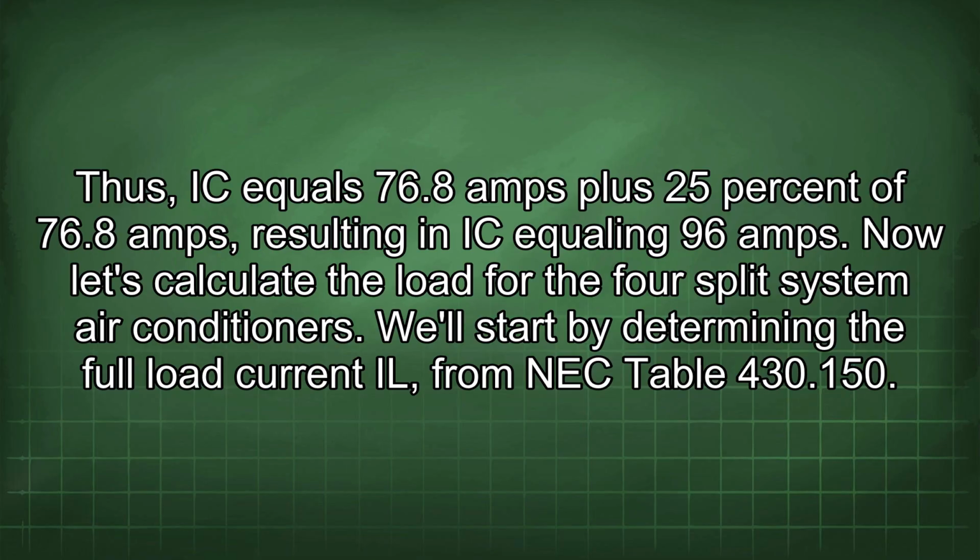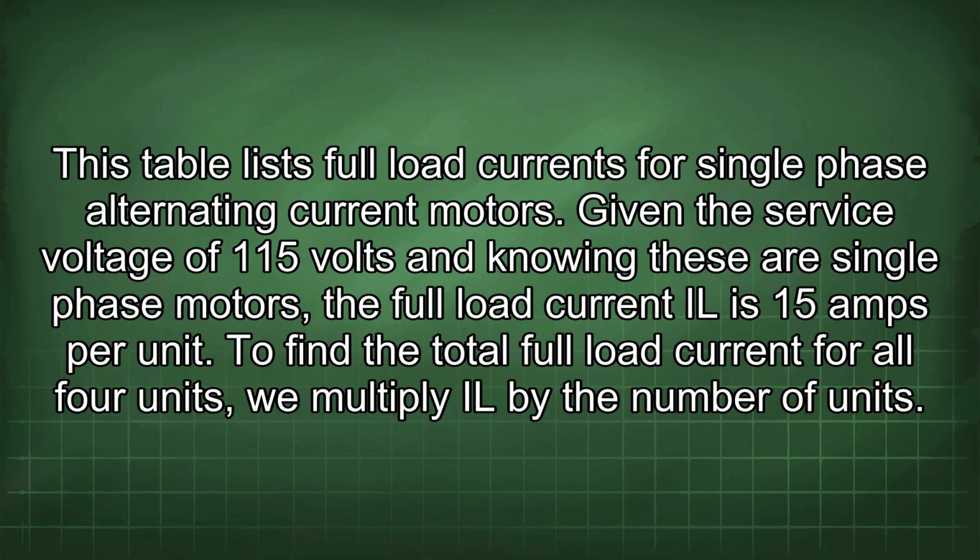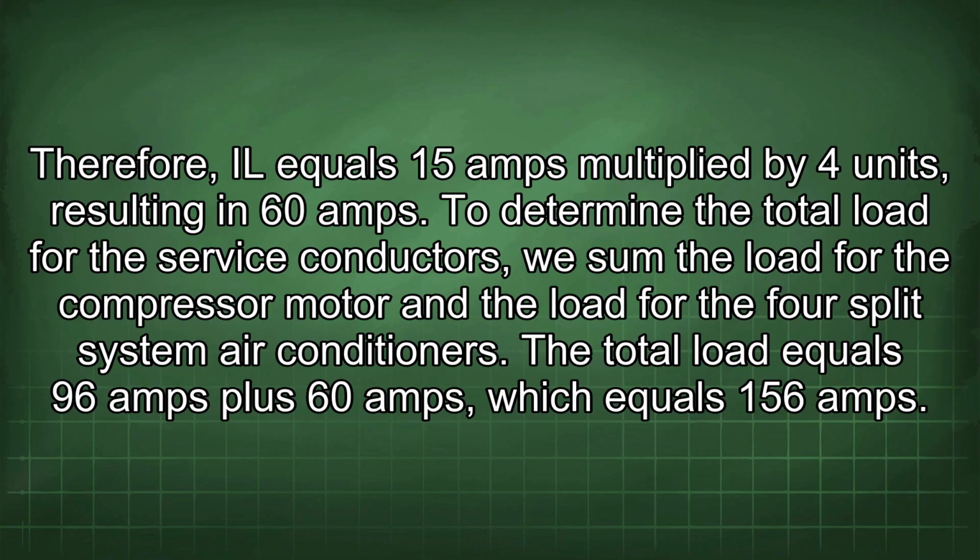Now let's calculate the load for the 4 split system air conditioners. We'll start by determining the full load current IL from NEC Table 430.150. This table lists full load currents for single-phase alternating current motors. Given the service voltage of 115 volts and knowing these are single-phase motors, the full load current IL is 15 amps per unit. To find the total full load current for all 4 units, we multiply IL by the number of units. Therefore, IL equals 15 amps multiplied by 4 units, resulting in 60 amps.